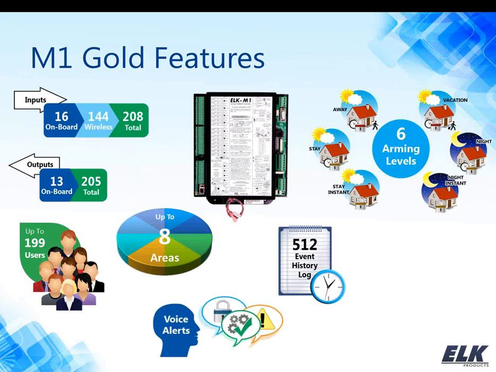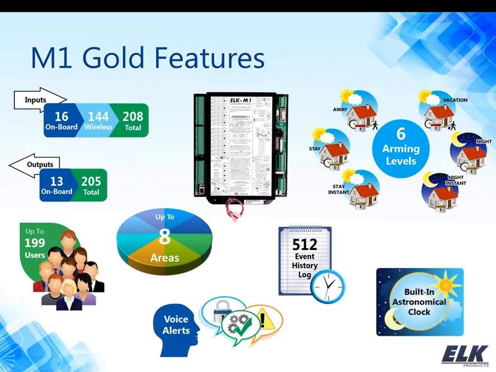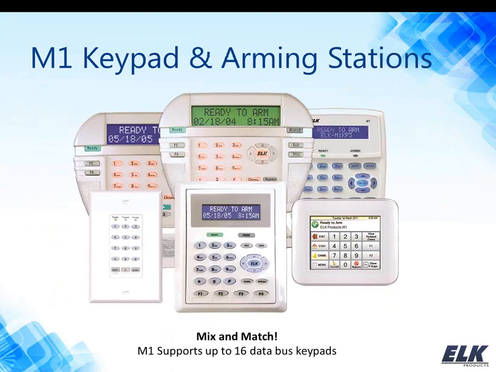Now the panel does have voice alerts, so it can remind you of certain things. Like if you forgot to arm the system at a certain time, the system can actually speak and tell you that. It does have a built-in astronomical clock, so we're always going to know what time it is, and we can write rules based upon that. And we'll be showing you some examples of that in ELK RP2 software.